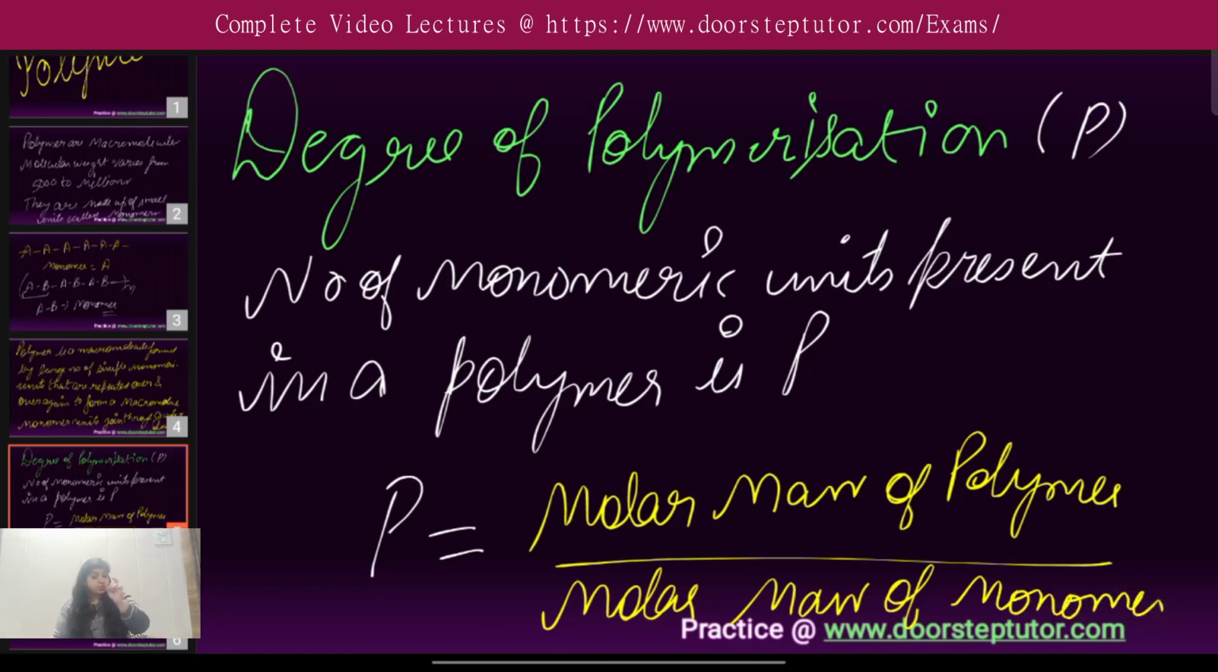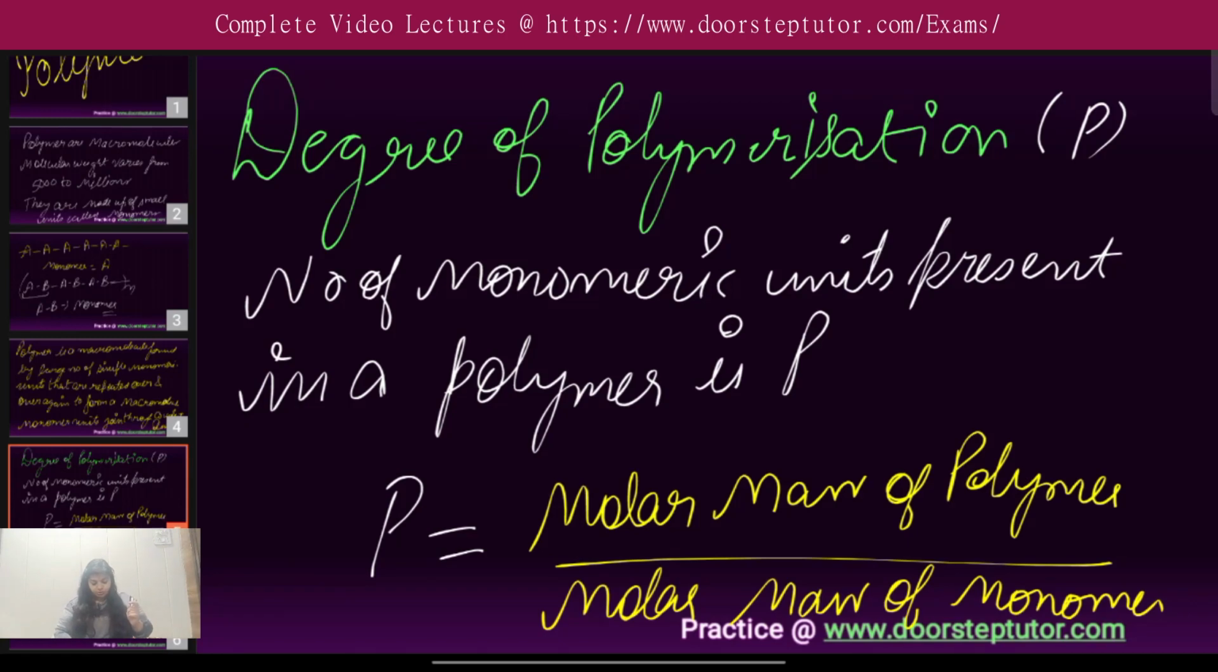Monomeric means that small repeating unit, whichever it is, that unit. So dividing both of these, that is the mass of the polymer upon the mass of that monomer, is going to give me the number of monomeric units present in that polymer. That is known as the degree of polymerization.